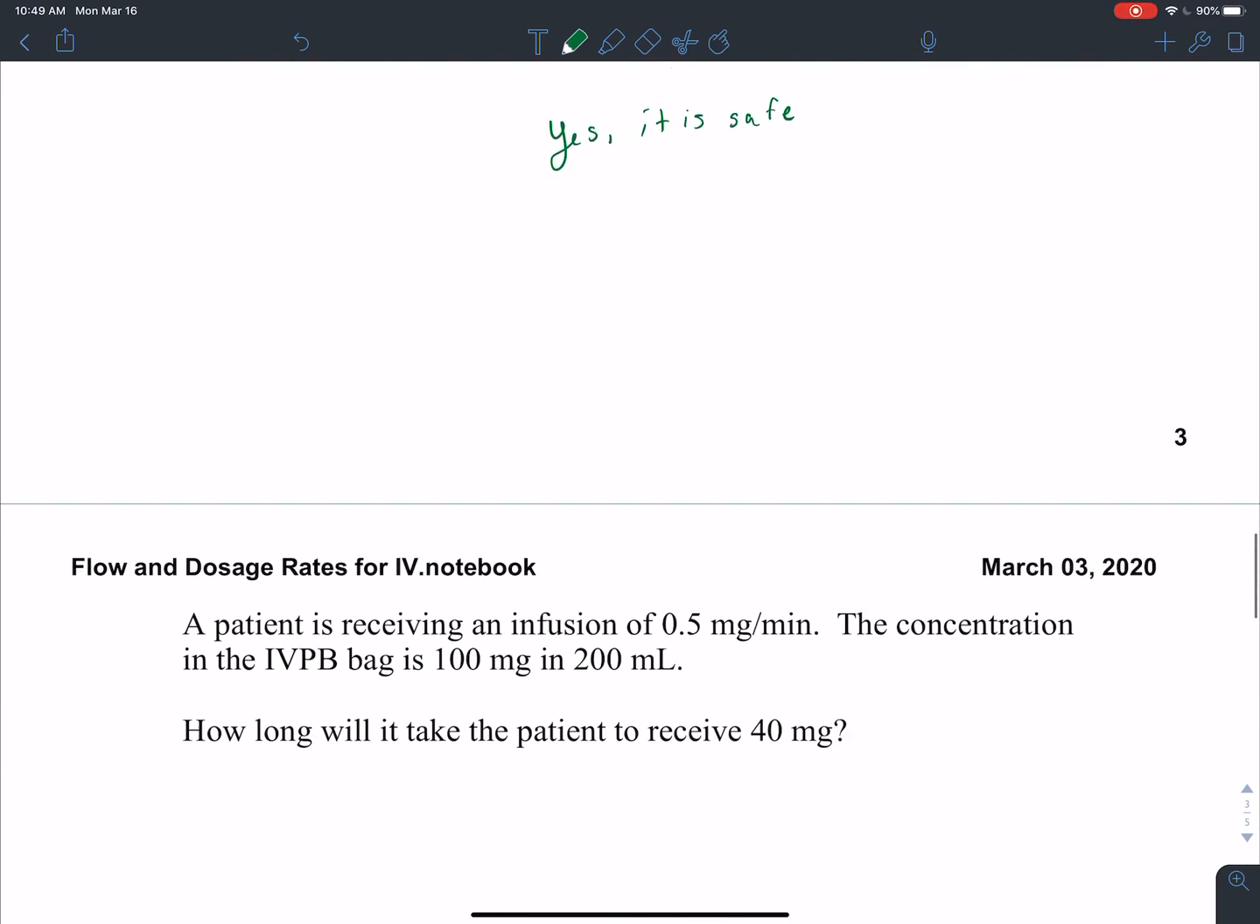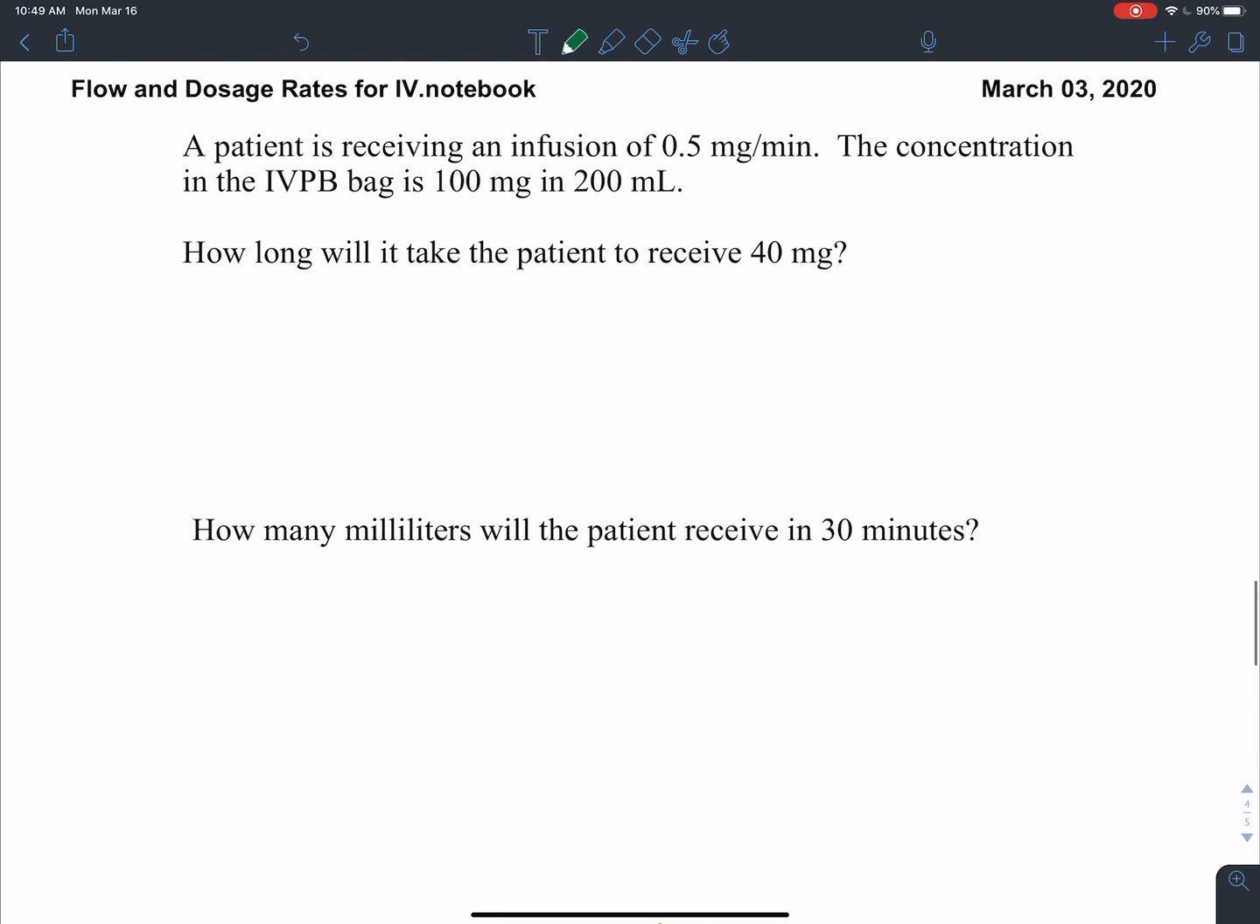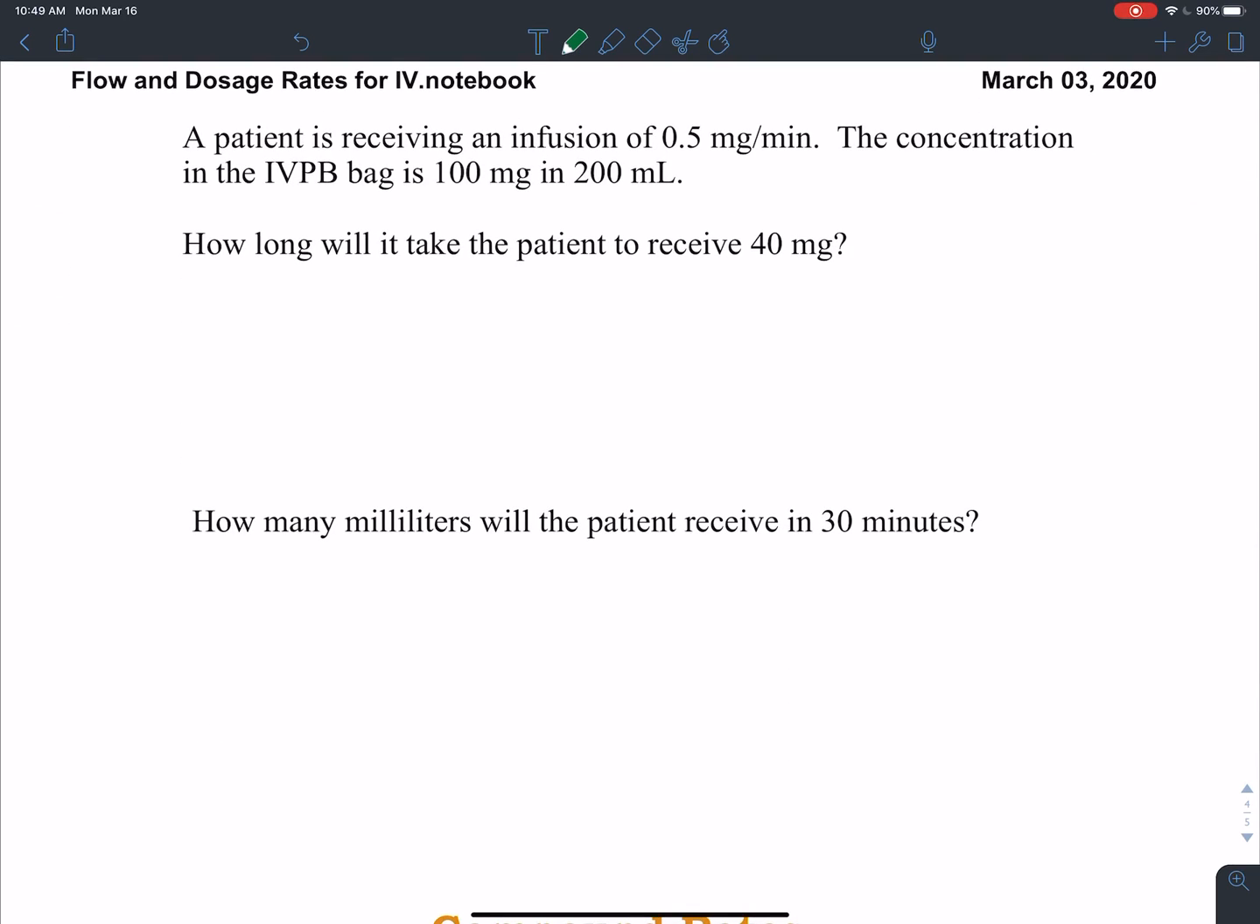If we look at one last example, it says a patient is receiving an infusion of 0.5 milligrams per minute. The concentration in the intravenous piggyback bag is 100 milligrams in 200 milliliters. The first question is how long? So we're looking for time. Will it take the patient to receive 40 milligrams?